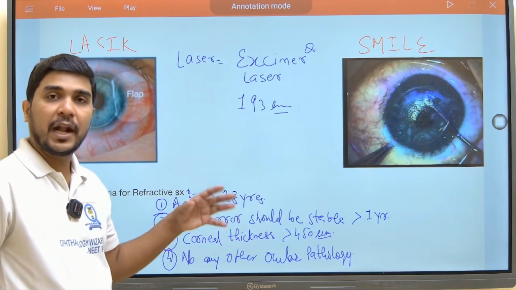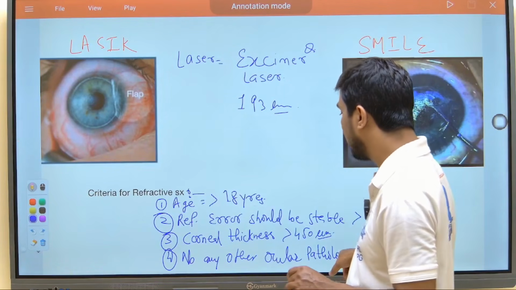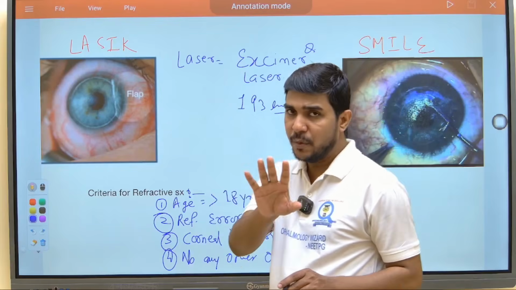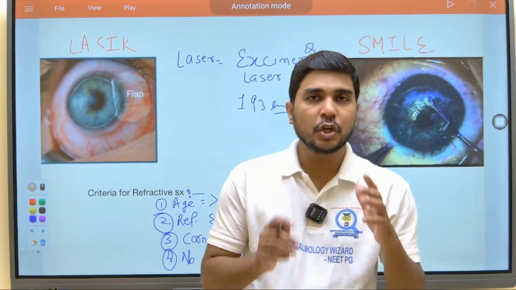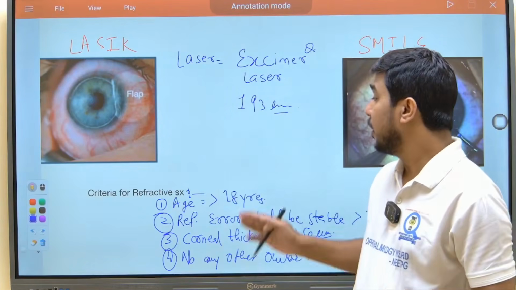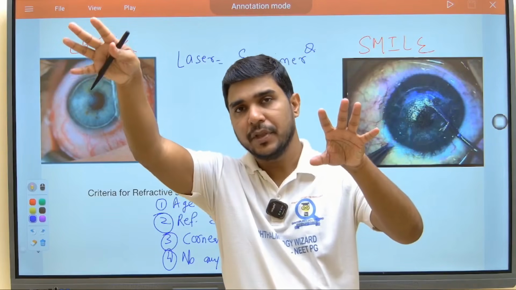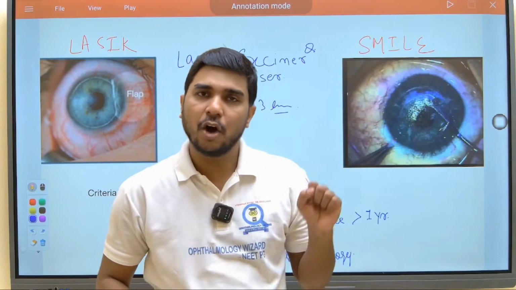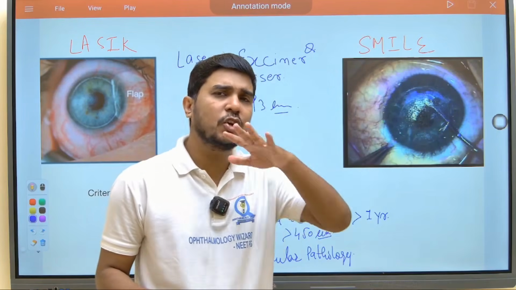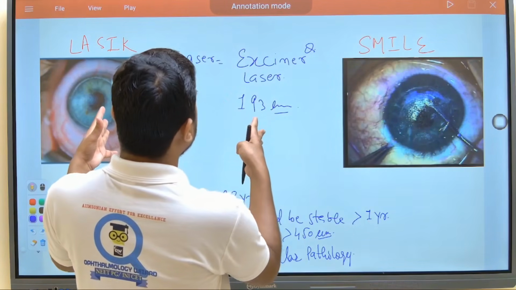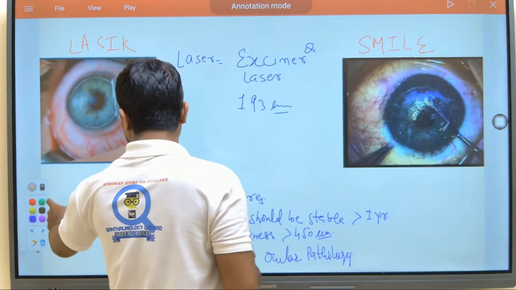चाहे वो कोई भी हो, रेटिनल हो, लेंटिकुलर हो, whatever type of pathology, there should be no other ocular pathology. So these four criteria are very important. One, age should be more than 18. Second, the corneal thickness should be more than 450. Third, the refractive error of that patient should be stable for at least 12 months or 1 year. And there should be no other ocular abnormalities or pathology like retinal pathology, choroidal pathology, whatever pathology should not be there. So this is a very important MCQ as far as the image is concerned. Got it? Okay, moving to the next.